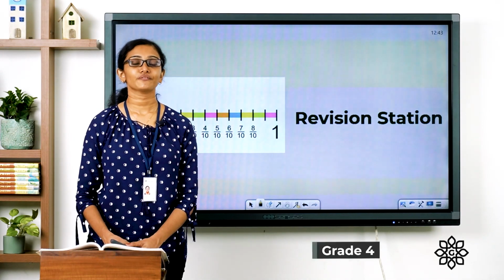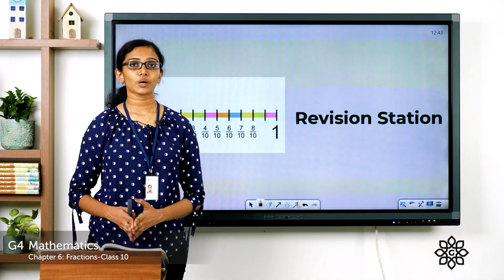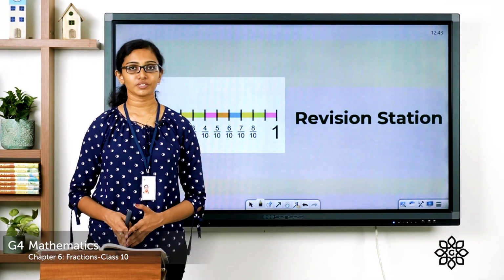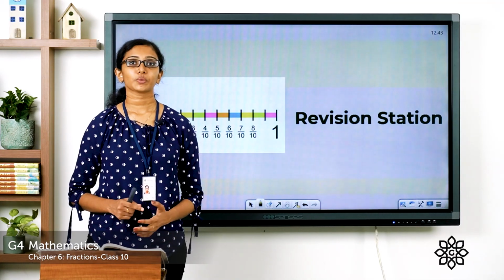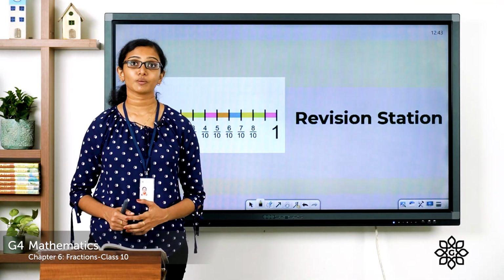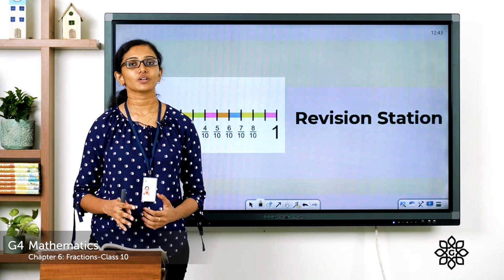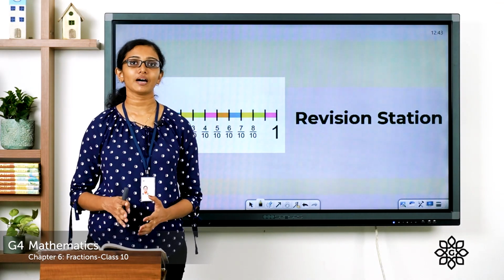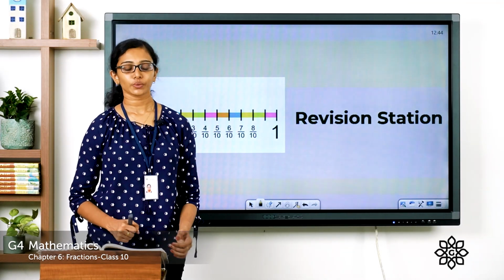We have been learning about fractions. Hope you are all clear with the concepts that we learned in this chapter. So, we will see the questions from revision station in page number 100 of your textbook. Please open your textbook and turn to page number 100. We'll see the first question.